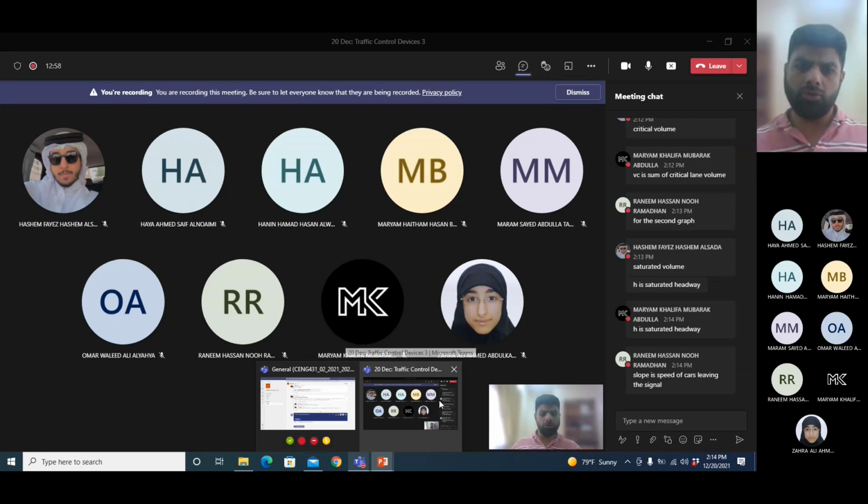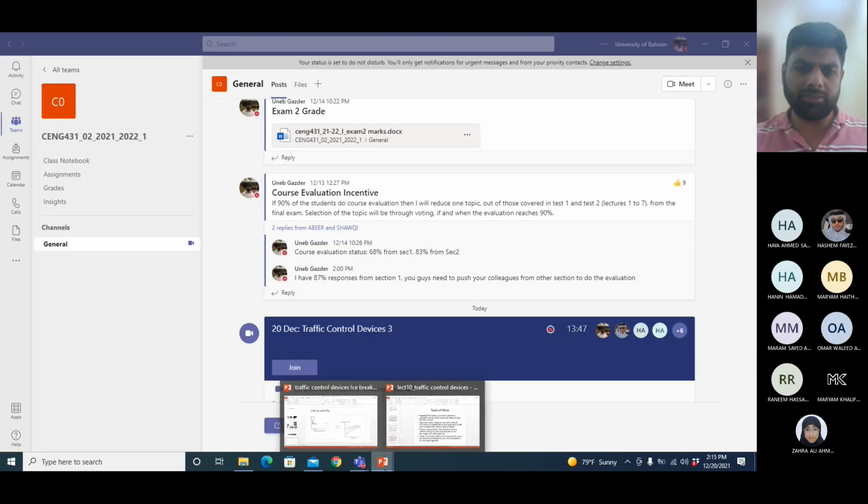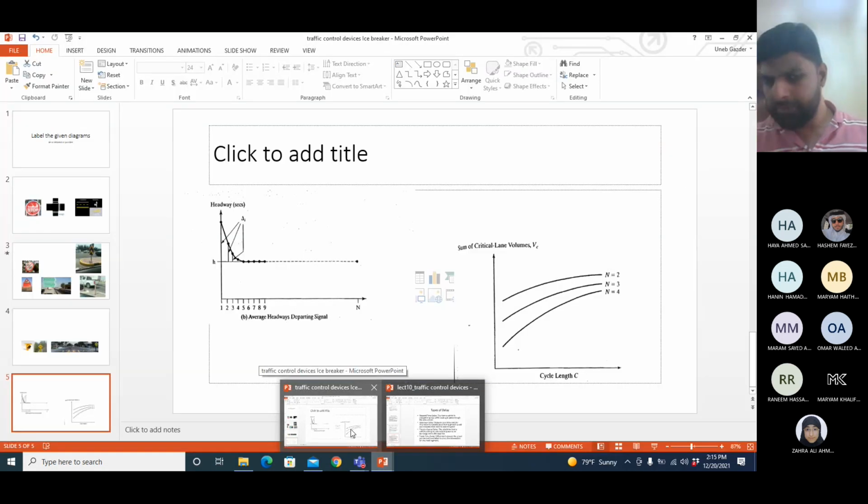No, it's not the speed of cars leaving the signal. It has nothing to do with the speed, basically. There's no parameter of speed here, because on the x-axis, you have number of cars, not distance. For speed, you need distance, right? There's no speed here.